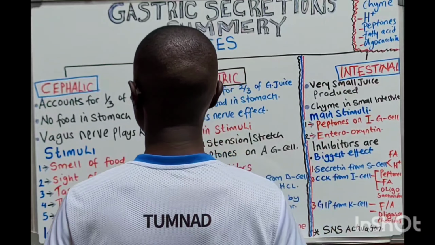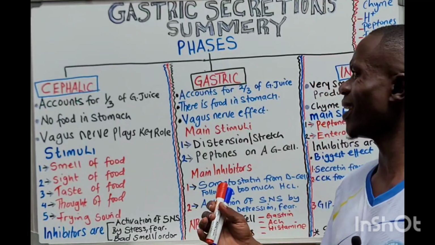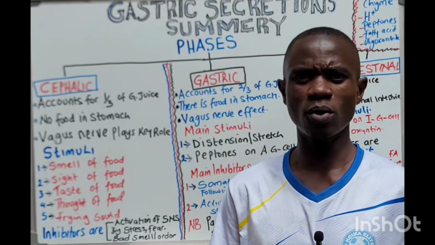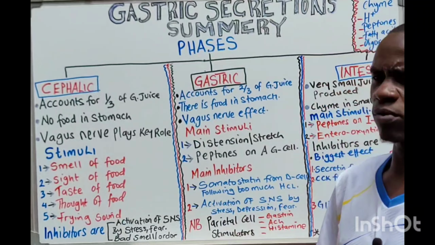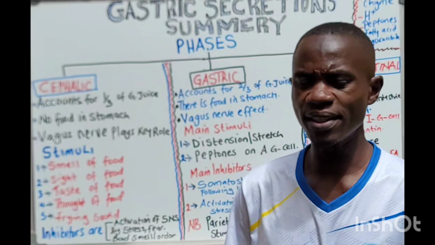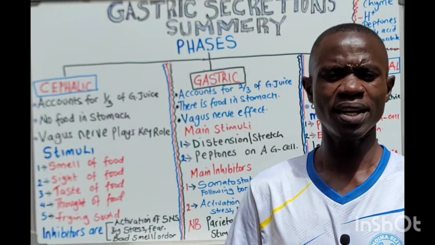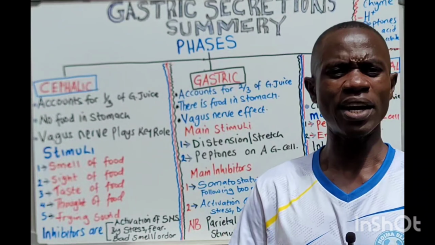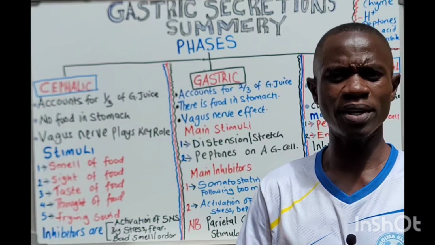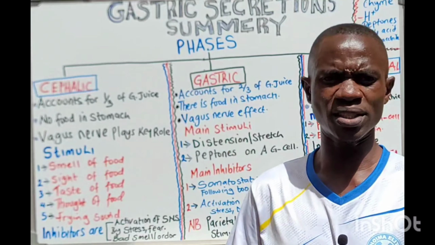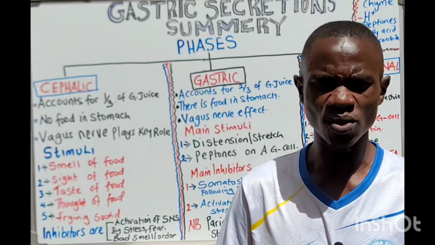Now, in the previous videos, we have been looking in detail at the gastric secretions. Today, we want to look at the summary of the phases of gastric secretions. We said that gastric secretions have a lot of components, such as bicarbonate, hydrochloric acid, gastric lipase, mucus, and intrinsic factor. A lot of substances make up the gastric secretions.